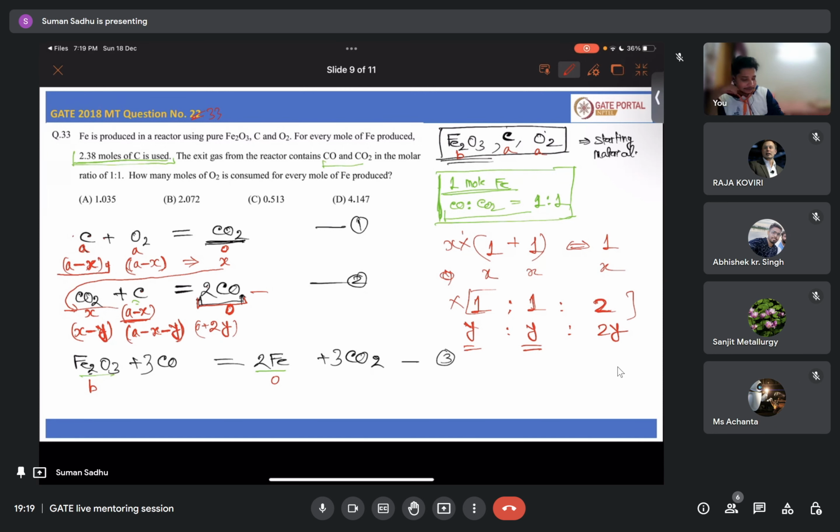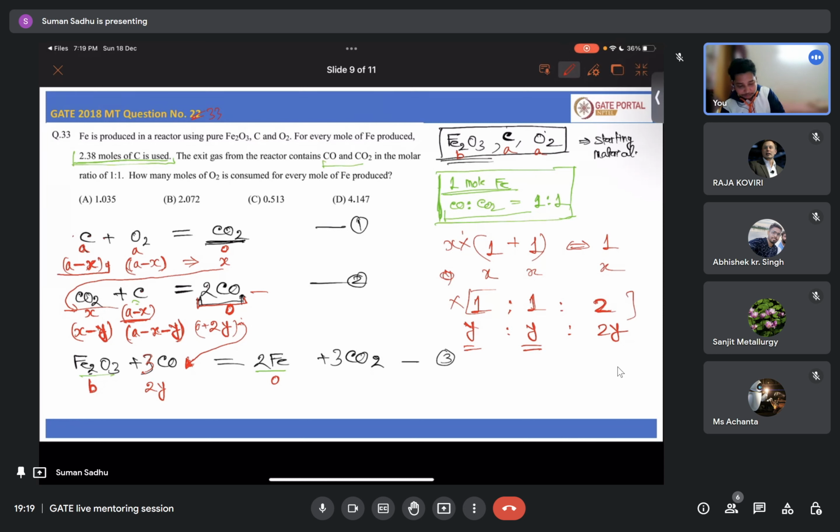Now for the third reaction, initially Fe2O3 was B mole. And what is the initial amount of CO? This CO is formed here, right? So now this CO will come here. So CO is 2Y, because this CO is formed here. Now this CO will take part in this reaction. So now your CO is 2Y. Initially iron was 0. Now no reaction has taken place, so now iron is 0.